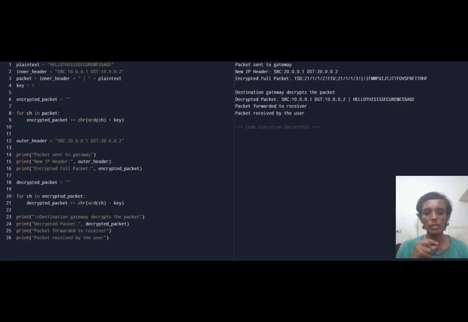Then we encrypt the full packet. After encryption, the original packet becomes completely hidden. Then we add a new IP header for routing. Now this packet is sent to the gateway instead of directly to the receiver. At the gateway, the packet is decrypted, due to which it gets the destination IP address. Then this message is forwarded to the receiver, and at the receiver side, he gets the decrypted message.